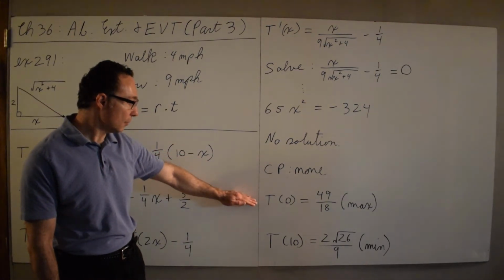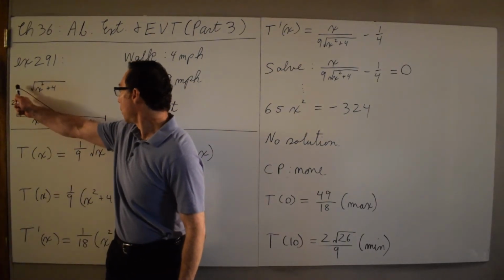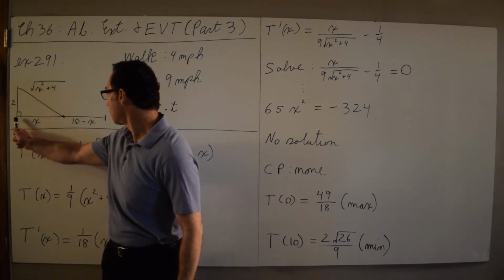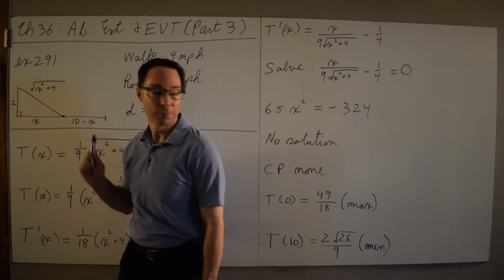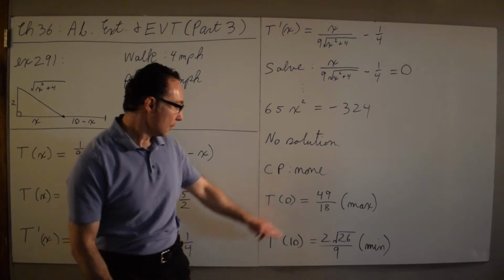What does t of 0 represent? T of 0 represents rowing all the way across here. So our x is equal to 0. So t of 0 means we come this way and this way. This is our max. This is 49/18. This is greater than 2.